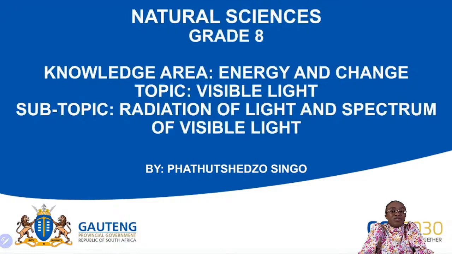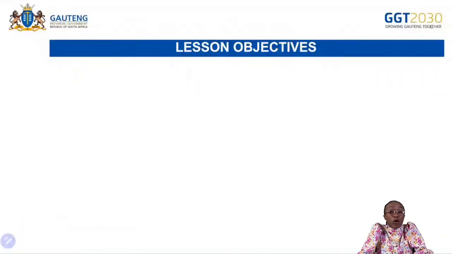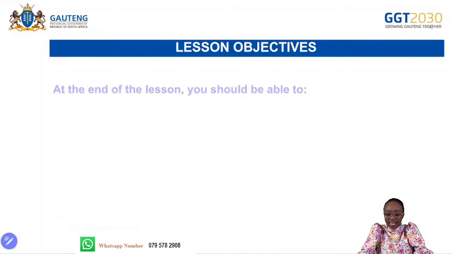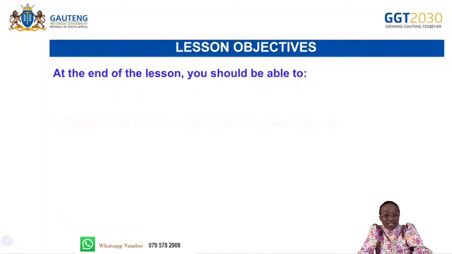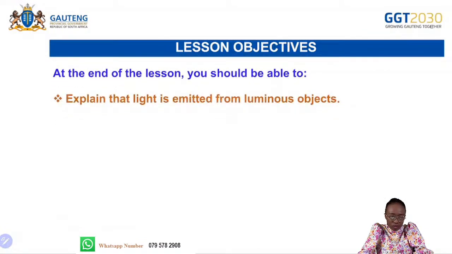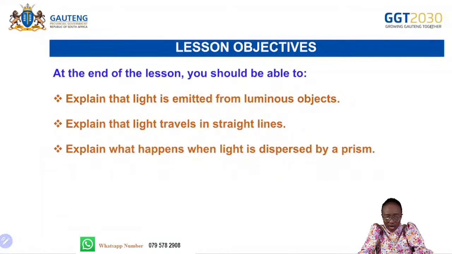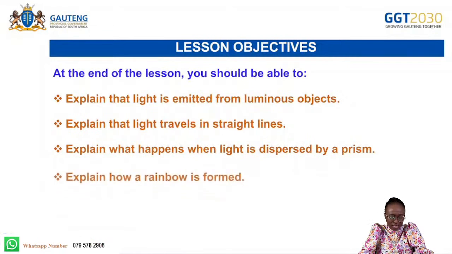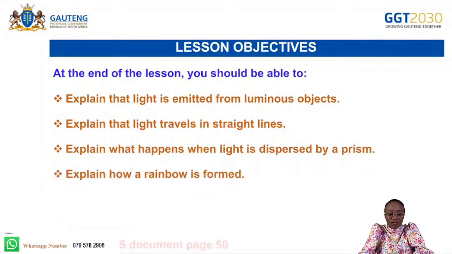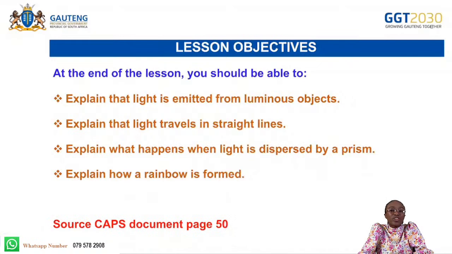All right, now let's go through the lesson objectives. These are the goals that we want to achieve at the end of the lesson. At the end of the lesson, you should be able to explain that light is emitted from luminous objects, explain that light travels in straight lines, explain what happens when light is dispersed by a prism, explain how a rainbow is formed. All this is sourced from your CAPS document on page 50.